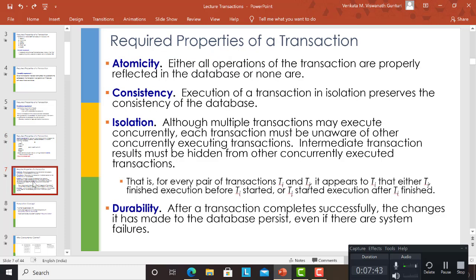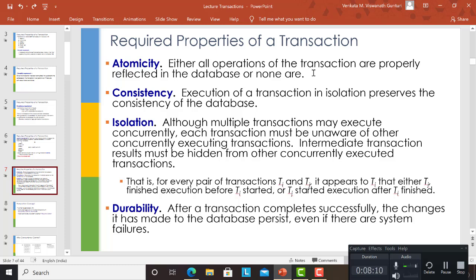I think that's enough for now. We'll go forward and cover isolation much more. Now I'm summarizing all the properties of a transaction that we just discussed. The first one was atomicity. That means all the operations of the transaction must be executed or none of them should be executed.